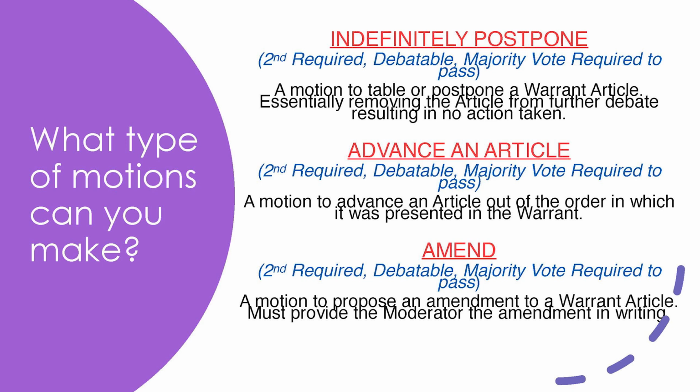And then there's the amendment. Say you want to amend, say, a budget article or something like that, which could get very, very crunchy. But you could make an amendment to say, they want to move 5,000, you want to move 10 to this account or something. You could make the amendment to that. Again, it requires a second. It's open for debate. But we would need a majority vote to pass.